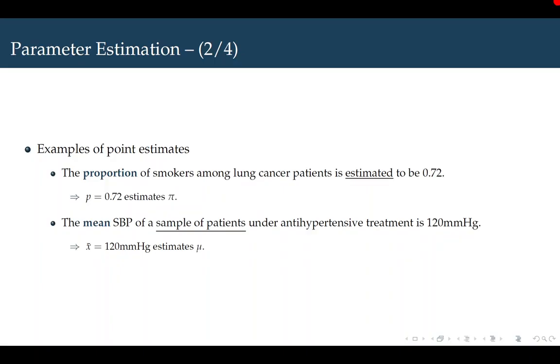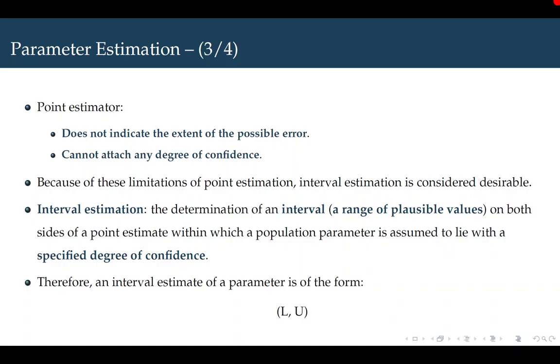So point estimation in general is a method of obtaining a single sample value used to estimate the population parameter of interest. But a point estimator has some disadvantages. One, it doesn't indicate the extent of the possible error, because we don't know how close the point estimate is to the true value of the population parameter. And the other, point estimates cannot attach any degree of confidence. We cannot be certain how close the values are to the actual value of the population parameter.